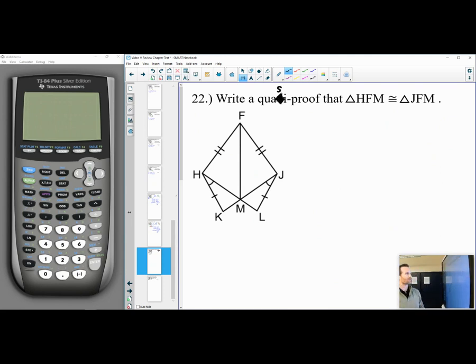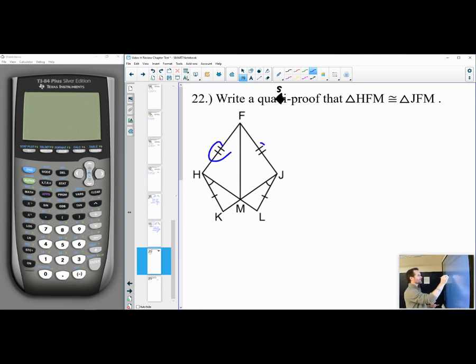We're going to write a quasi-proof that triangle HFN is congruent to triangle JFM. So we're trying to get in this triangle to that triangle. Now remember, when we write a quasi-proof, this is a term that I use to say, okay, this proof is going to be so long that you don't need to write the given. You just have to write what we're adding in. Now in triangle HFN, what could we add in there?